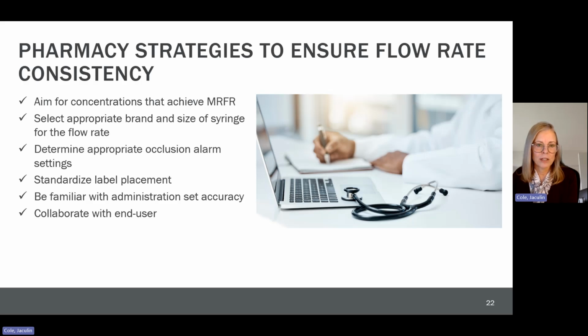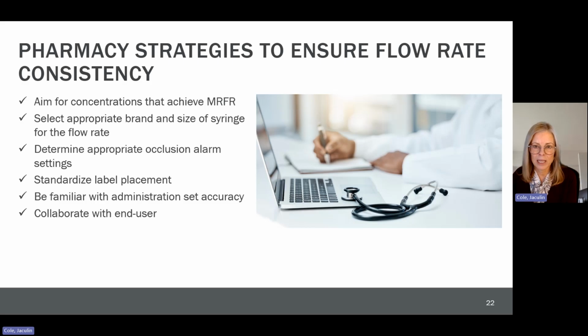So some pharmacy strategies then to ensure flow rate consistency, in summary. Aim for concentrations that achieve that minimum recommended flow rate as often as possible, but especially when you're using vasoactive infusions or infusions with short half-lives. Select the appropriate brand and size of the syringe for the flow rate, referring to your operator's manual to determine which syringe has been approved for your syringe pump. Determine appropriate occlusion alarm settings in conjunction with your nurses.